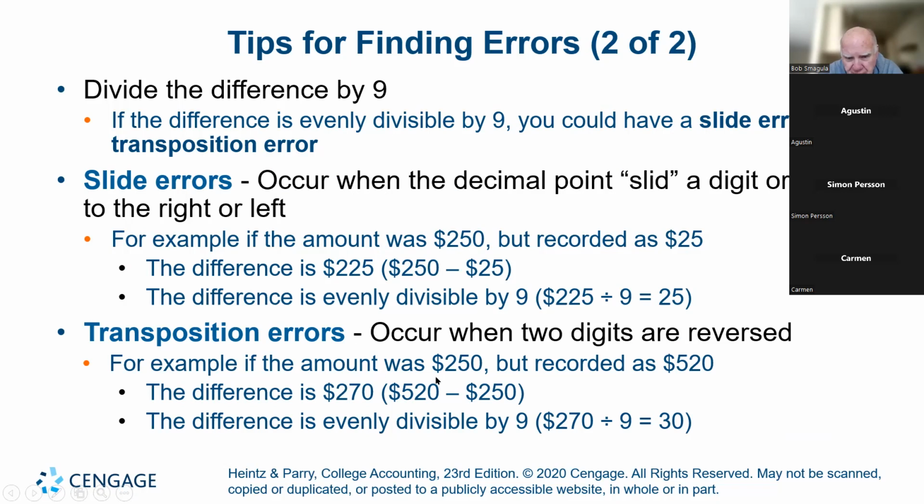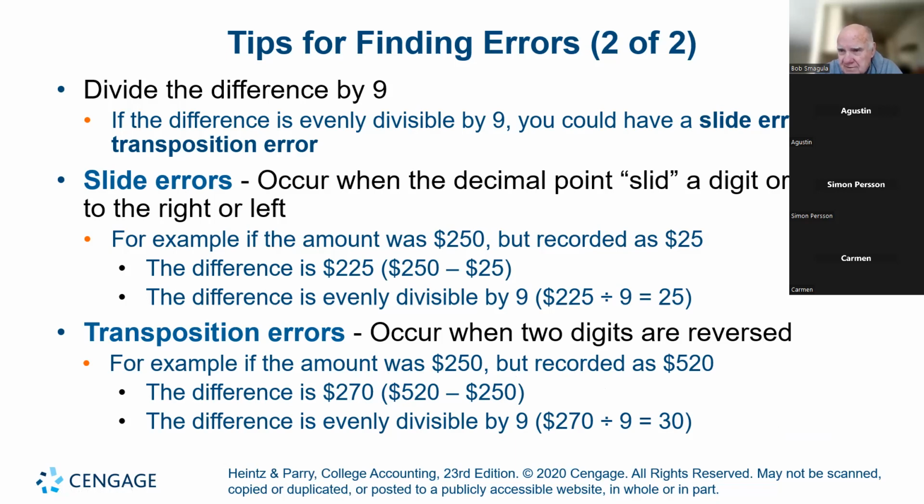The amount was 250, right? But you entered it as 520. The difference between 520 and 250 is 270. What's notable about 270? It's divisible by 9. 36, you entered it as 63. Difference is 27. It's divisible by 9.